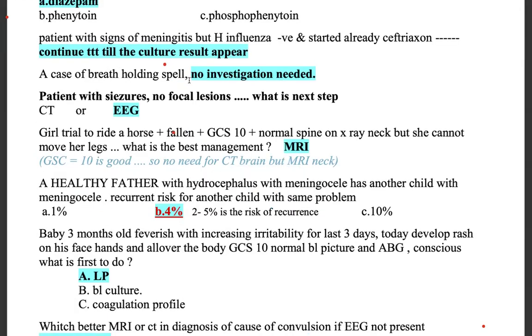A case of breath holding spell. So breath holding spell, no investigation is needed. They will give you some options, and in that you have to choose that no investigation will be needed. It will be a clinical diagnosis. Patient with seizures, no focal lesions. So patient with seizure, usually you will consider him as epilepsy, and your choice will be no focal neurological deficit. Here no focal lesions means no focal neurological deficit or something. So you will consider EEG. I hope this is also clear, not a problem.